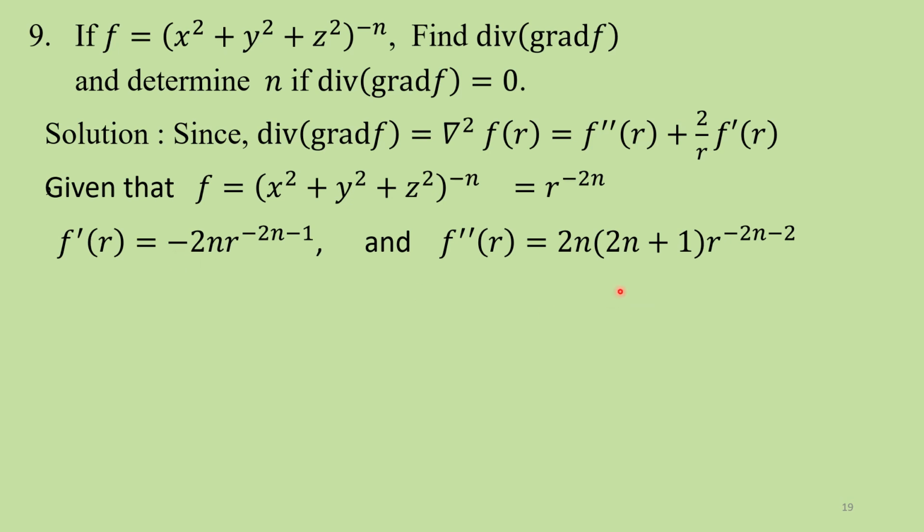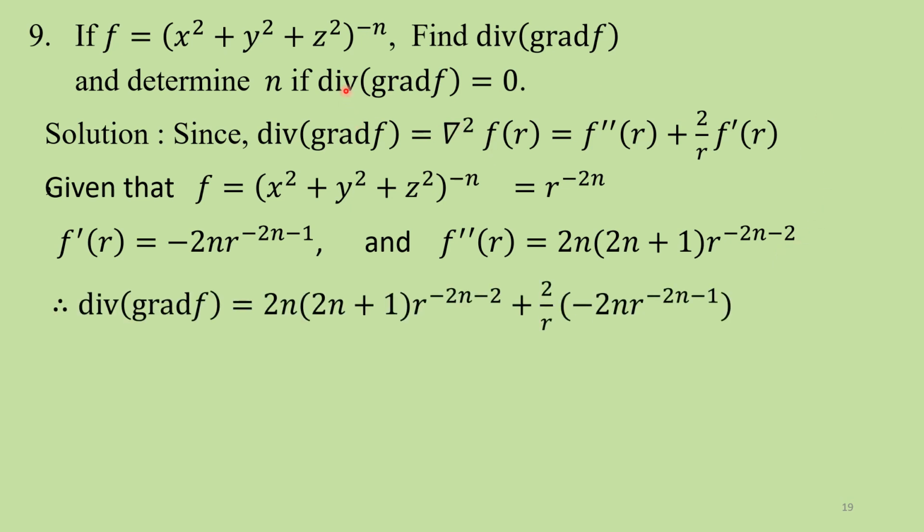So 2n into 2n plus 1 r power minus 2n minus 2. Directly substitute over here. That gives the answer of divergence of grad f, that is f double dash of r, 2n into 2n plus 1 r power minus 2n minus 2, plus 2 by r times f dash of r, that is minus 2n r power minus 2n minus 1, which now simplifies to r power minus 2n minus 1 divided by r is r power minus 2n minus 2.